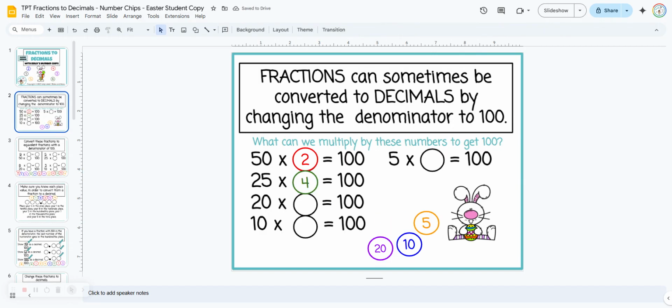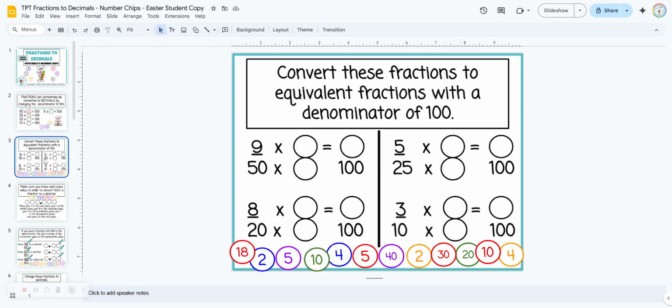Now every slide has every number the students need, so if they get to the end of a slide and the numbers aren't working, they know they've made an error somewhere and they need to go back and check.